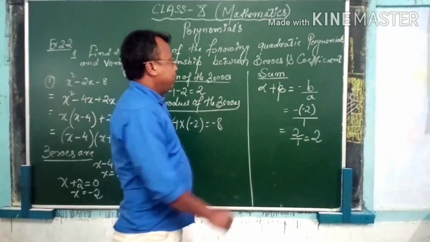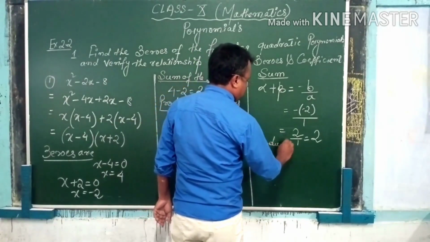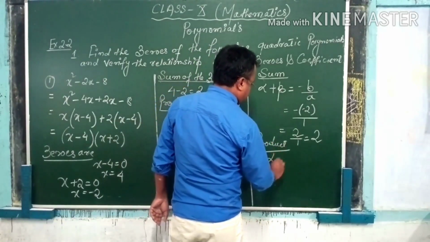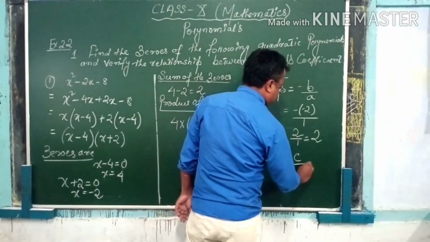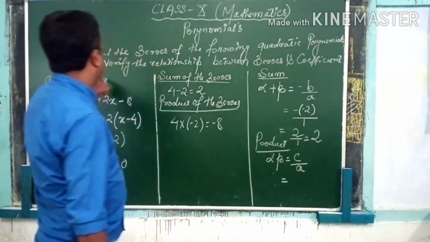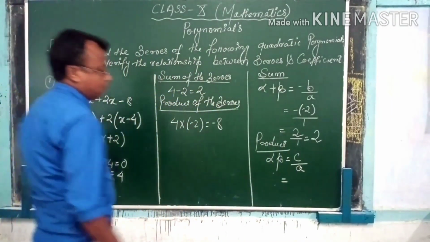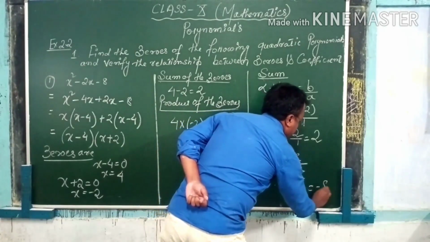Okay. Then product. Product is alpha into beta. Alpha into beta is c by a. So what is c here? c is minus 8 and a is 1. So minus 8 by 1. So is equal to minus 8.